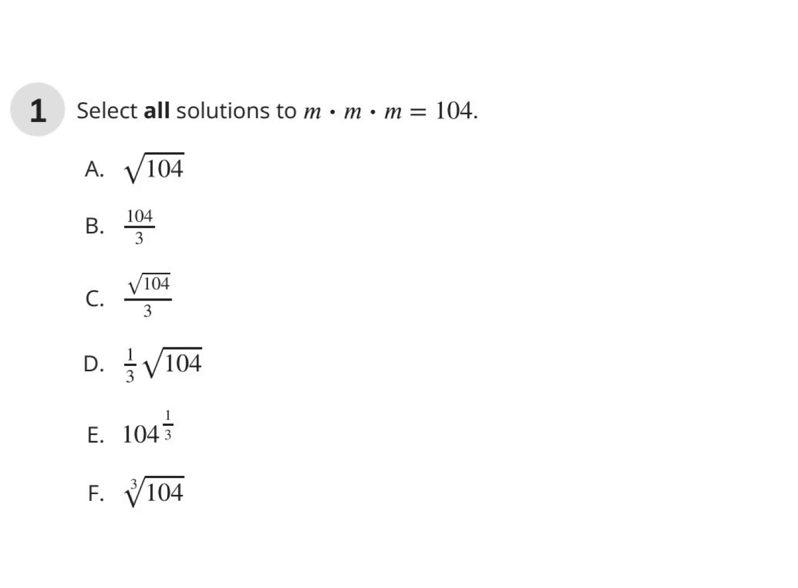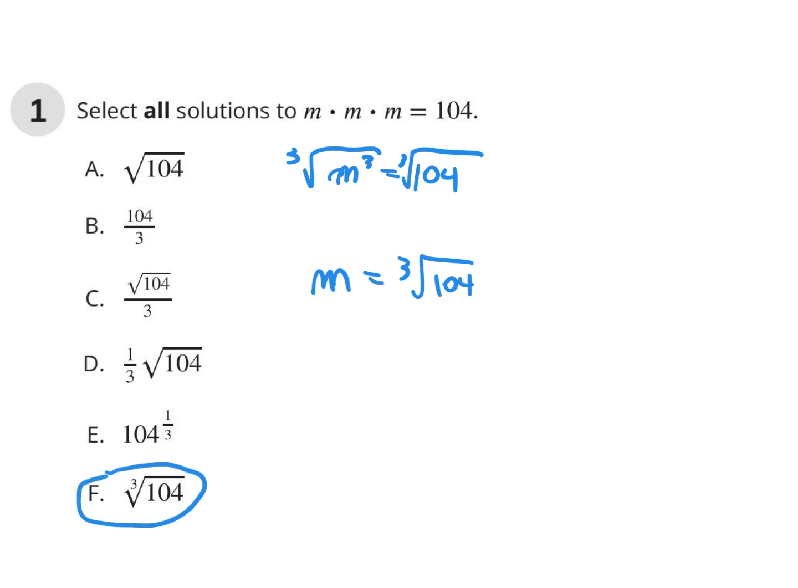M times M times M equals M cubed, equals 104. We have to take the cube root to get rid of the cube, not the square root, the cube root. M equals the cube root of 104. So that is F. It is also equal to 104, because the base stays the base, to the 1/3 power, which is also E.